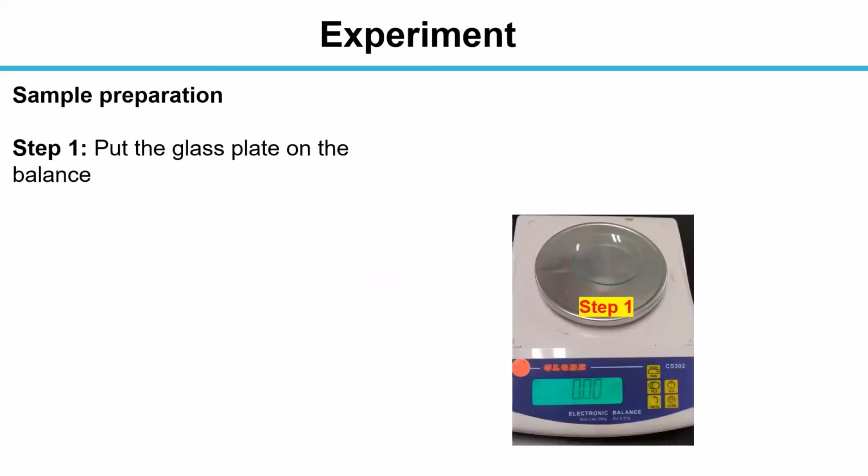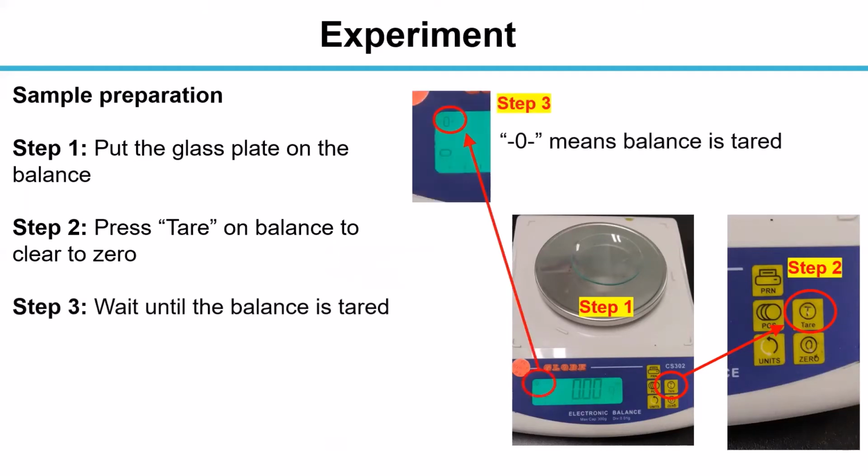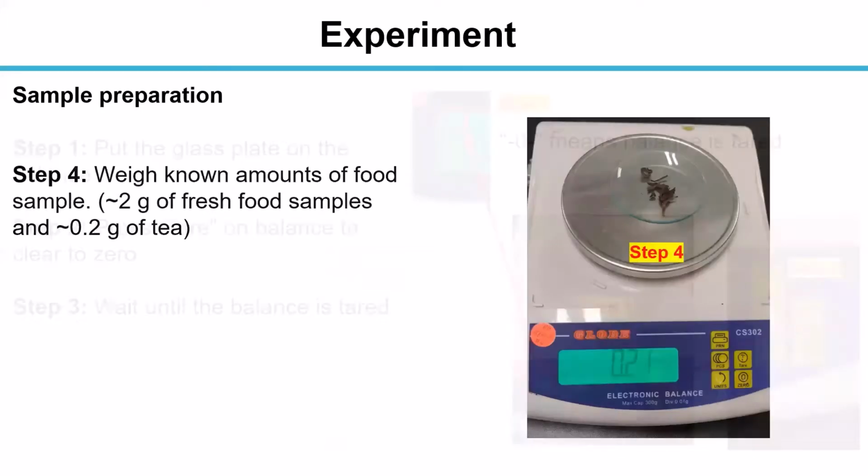Now we will start our experiment. Firstly, we will calibrate the balance. Put the glass plate on the balance, then press tare on balance to clear to 0 and wait until the balance is tared. You can see 0 in the screen, which means balance is tared.